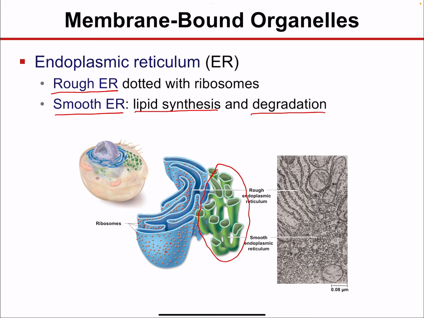Now, in some cells, the smooth endoplasmic reticulum is actually an area where calcium can be stored, for instance, in muscle cells, right? You have some calcium that is stored in the smooth endoplasmic reticulum.